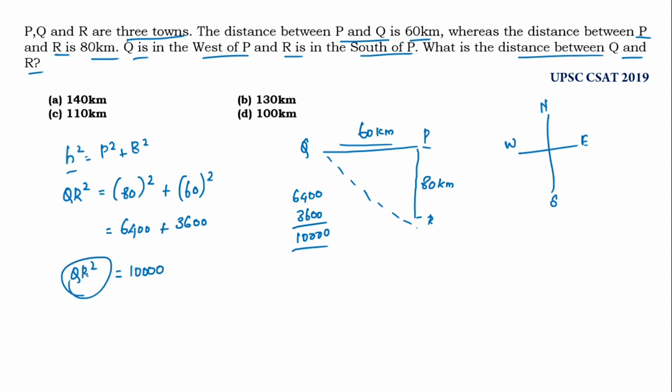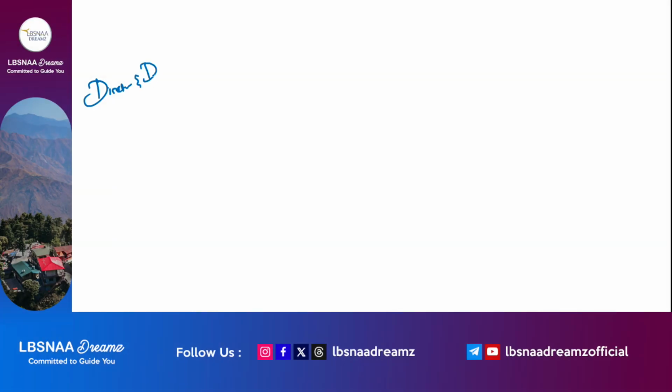As I said, you have to find the value for QR square from the numbers given here. Which of these numbers square is equal to 10,000? So we can directly say 100 kilometer. So QR is equal to 100 kilometer, because 100 square is equal to 10,000, right? So distance between Q and R is equal to 100 kilometer. I hope now you understood how to solve the direction and distance related questions.